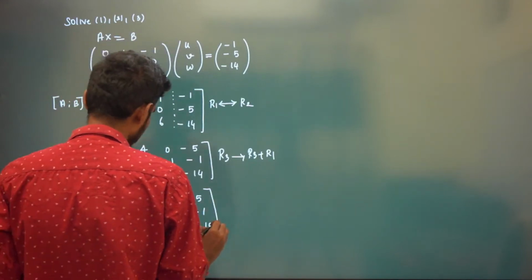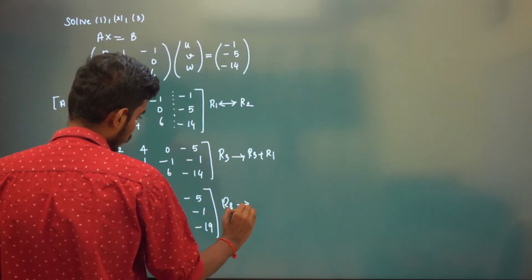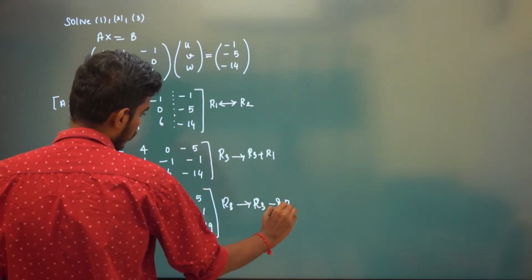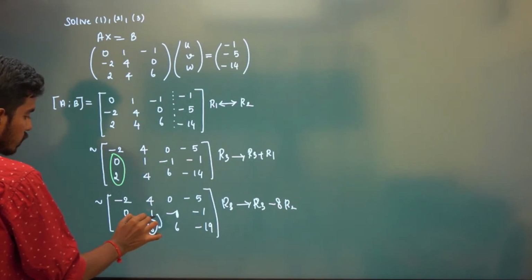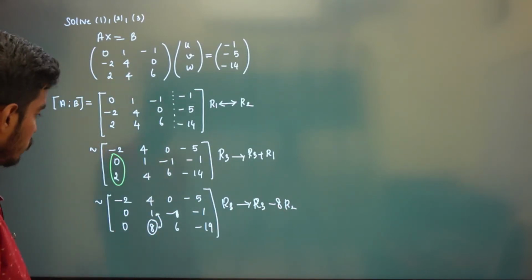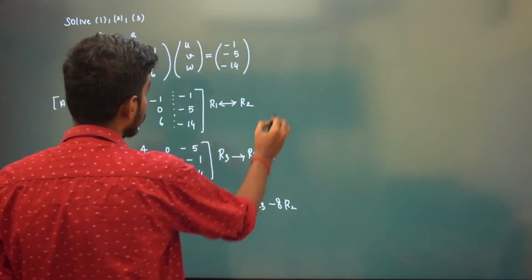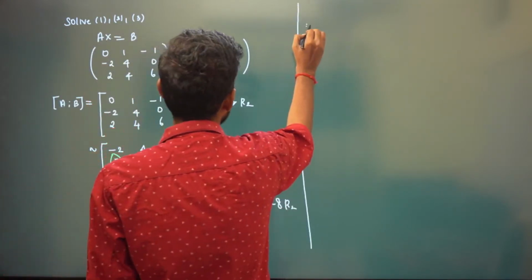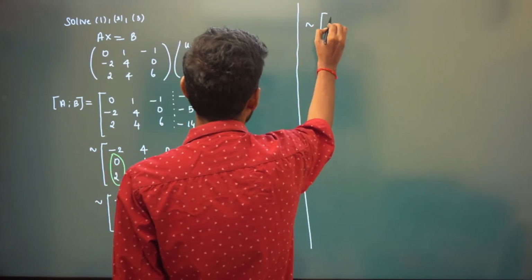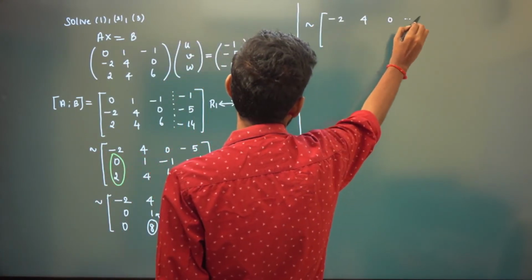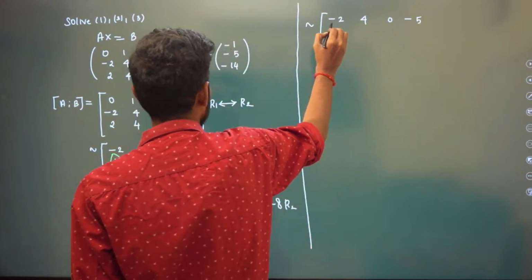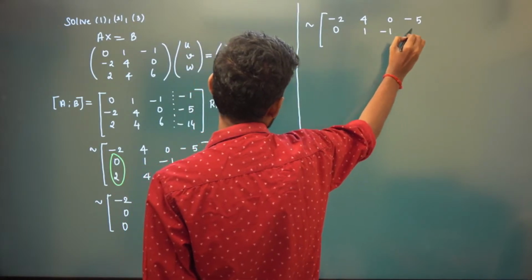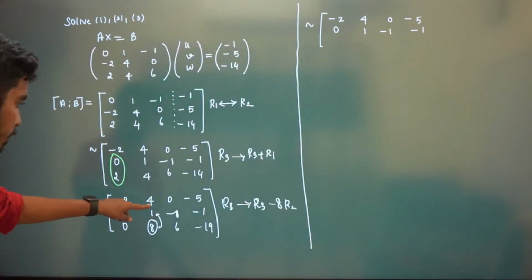So we will make use of the operation R3 is transformed to R3 minus 8 times R2. You need to make the 0 with the help of this element only, right? So R3 minus 8 times R2. So you will have, this is equivalent to minus 2, 4, 0, minus 5, 0, 1, minus 1, minus 1. See, we have to multiply 8 and then subtract.